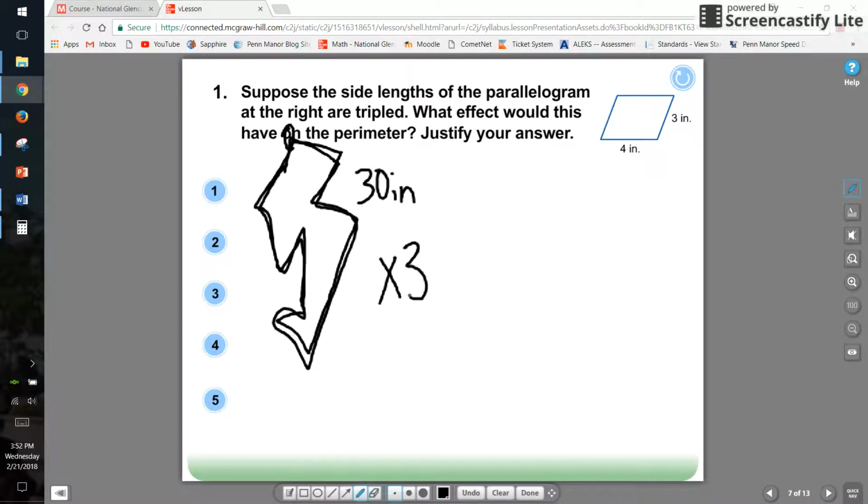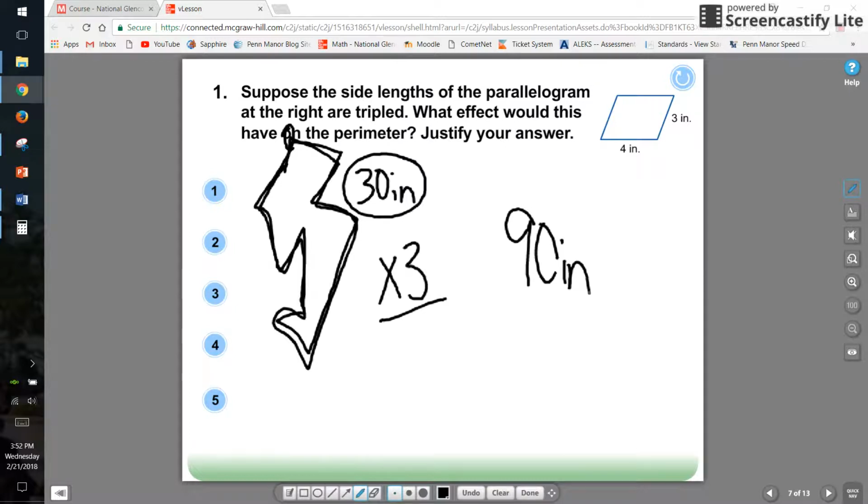So I won't have to draw that shape again. I won't have to measure that shape again. All I have to do is take the original 30 inches, multiply it by 3, and now I know my new shape has a perimeter of 90 inches. Please take note, I didn't say 90 inches squared because I'm not talking area.